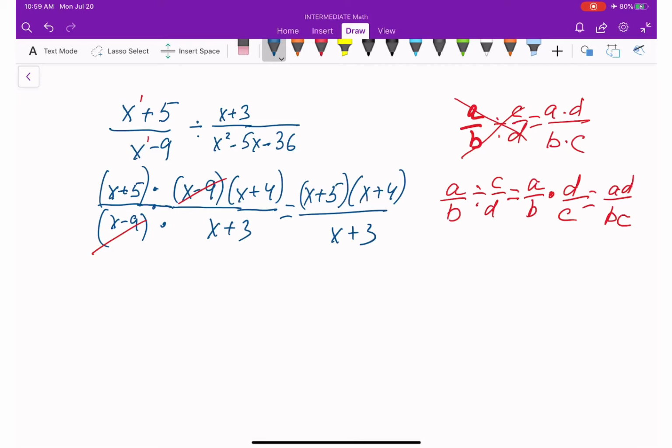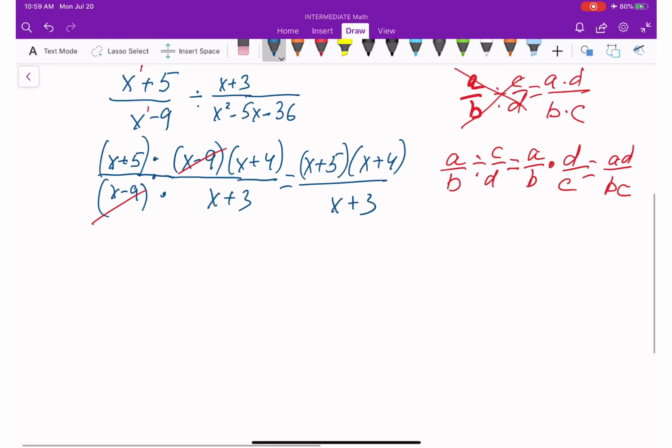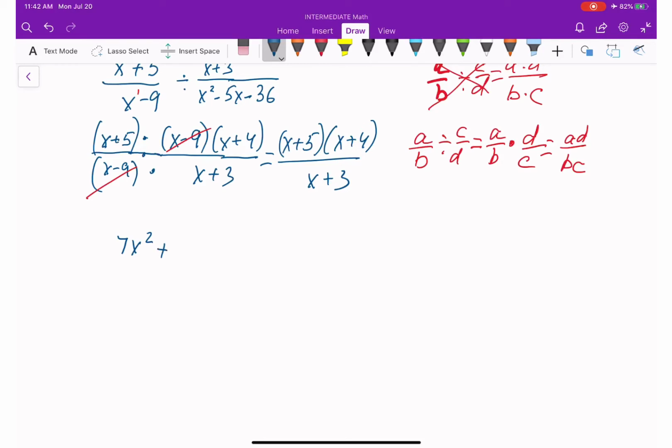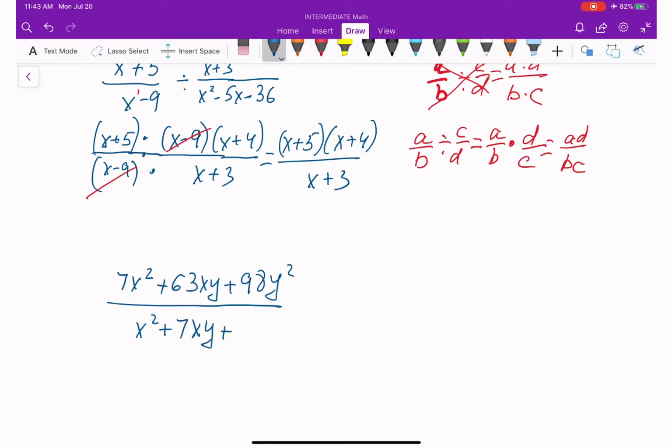Okay, so let's move to the next one. It is going to be 7x squared plus 63xy plus 98y squared over x squared plus 7xy plus 6y squared, divided by 8x plus 16y over x plus y.